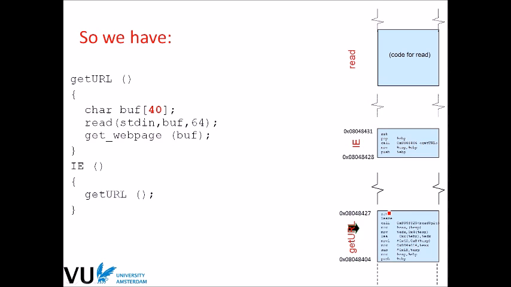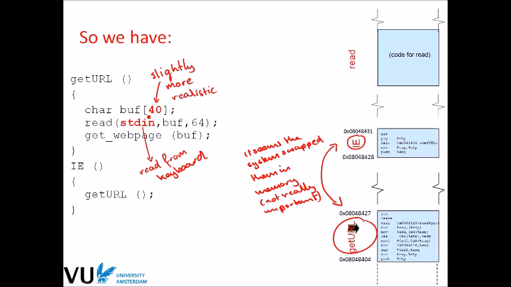Okay. So we currently have these two functions, IE and getURL. Okay? They are in memory, which is shown on the right. This is the code memory. We have getURL here, we have IE here, and we have the read function here, just like before. It's just a little bit more realistic. We've changed the code a little bit.